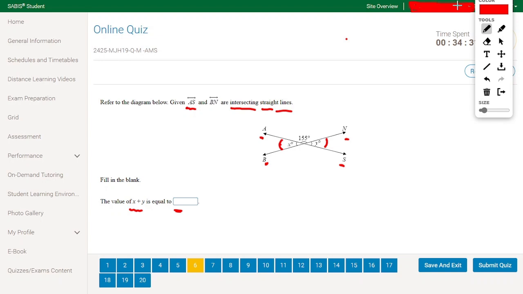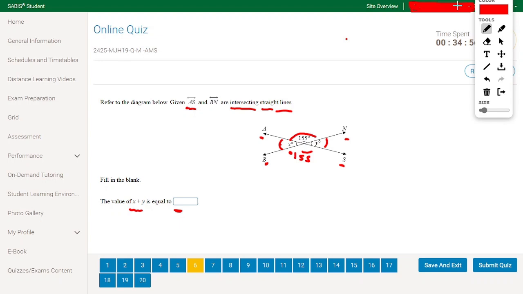Now, we have intersecting straight lines, so that means opposite angles will be equal. So this angle is 155, and the opposite angle here will also be 155. And now I have the straight line. I have two angles, 155 and x.